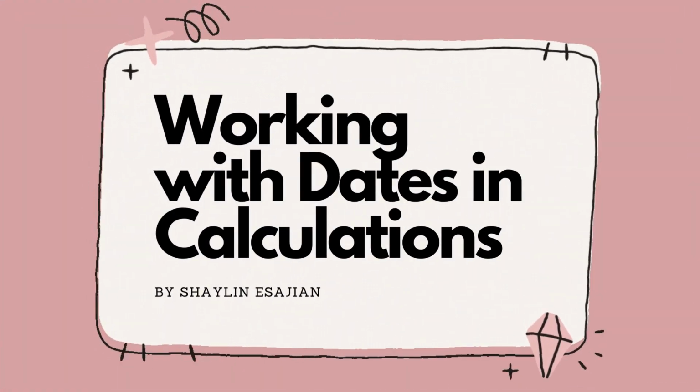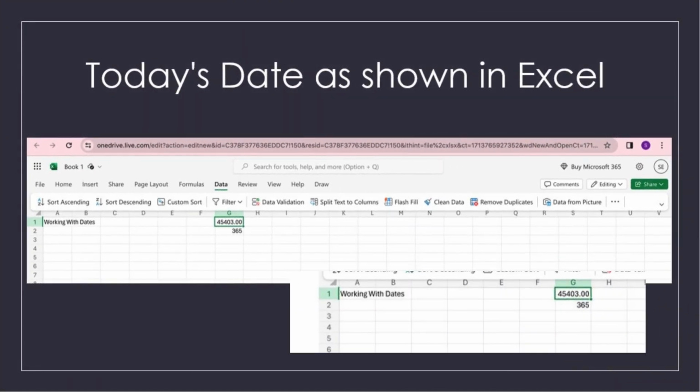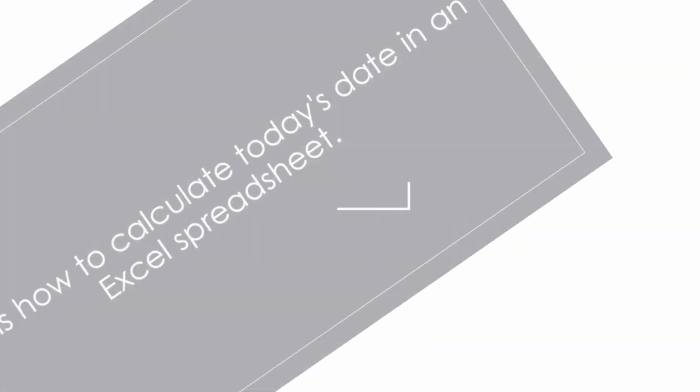Today we'll be working with dates and calculations. In Excel, a date is portrayed as a numeric format. In this screenshot, you can see how by typing in the date, it gives you how many days it's been since the first day a spreadsheet was used.